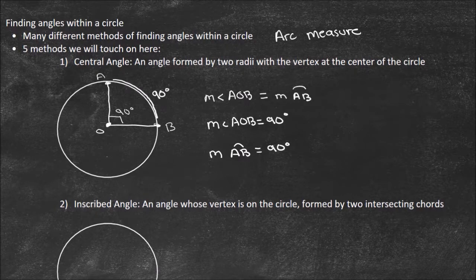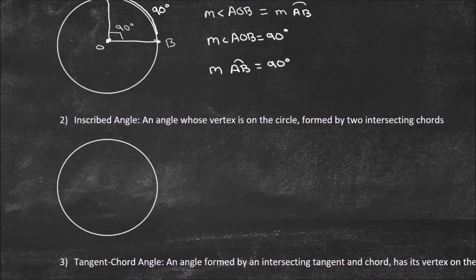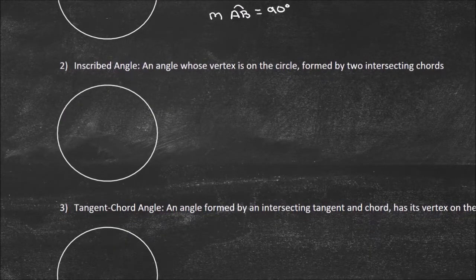Because remember, the entire length of the circle is 360 degrees. We have a fourth of it with a right angle, so it makes sense that it's 90 degrees. So that's as easy as it gets. It gets a lot harder, so let's look at the inscribed angle.